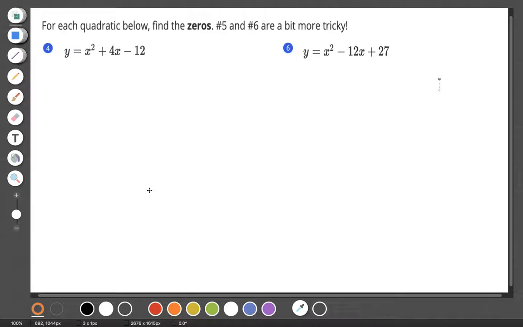All right, I'm not going to go over every one of these problems for this set, but I'm going to go over numbers 4 and then number 6. Number 6 being a little bit more tricky. So you should have already tried these. You should just be checking work and seeing how you did.